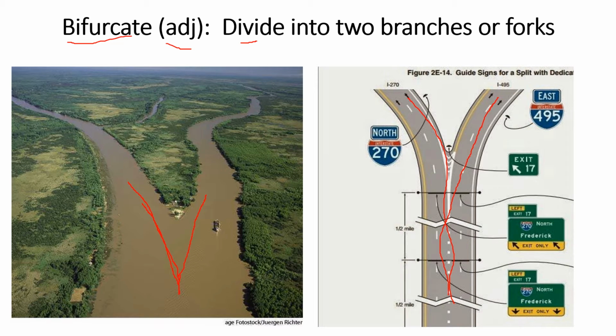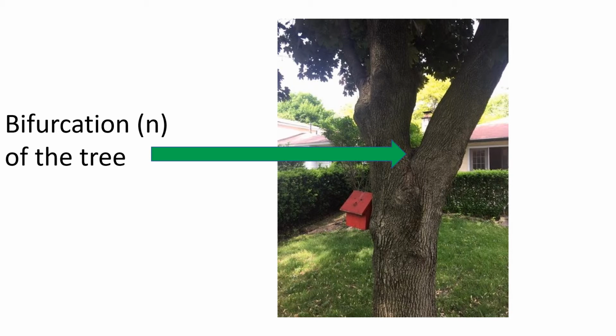Someone might pronounce it differently, and I think I've heard it both ways. It's one of those pronunciation type of things. And then I think the noun is bifurcation. This is actually a tree in my backyard. So I took a picture of it, just to apply the same concept there, and you see the bifurcation of my tree.